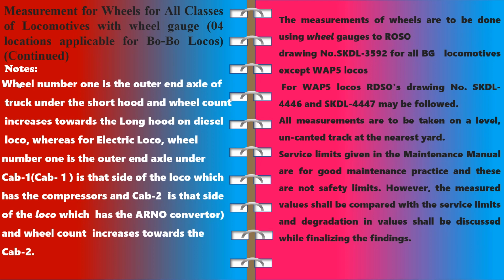And service limit, what they mention given in the maintenance manual, are for only maintenance practices. These are not safety limits. However, the measured values shall be compared with the service limit, and degradation in values shall be discussed while finalizing the findings. So we have service limits also, so we have to go by the service limits provided in the manual for finalizing the cause of derailment.